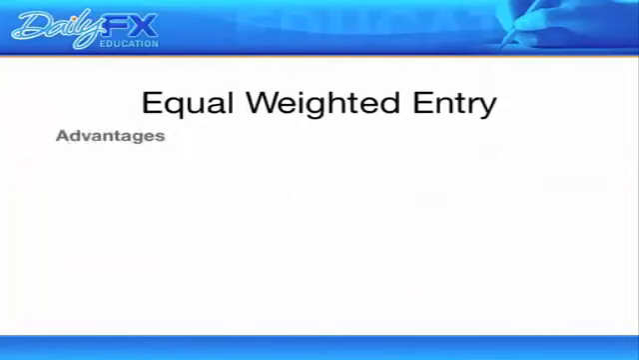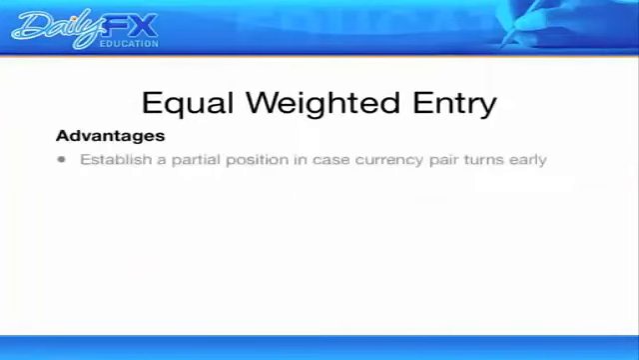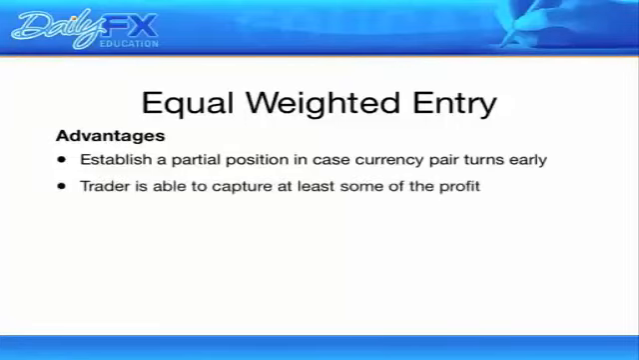One of the great advantages of this approach is that it allows us to establish at least a partial position in case the currency pair makes an early move back to the upside. Currency prices rarely cooperate exactly as we'd like. Sometimes prices turn before they reach the prior swing high or swing low, and at other times they can overshoot the price levels before turning. By taking partial positions as price action develops, we're able to capture at least some of the potential profit should the range trade setup begin to develop.